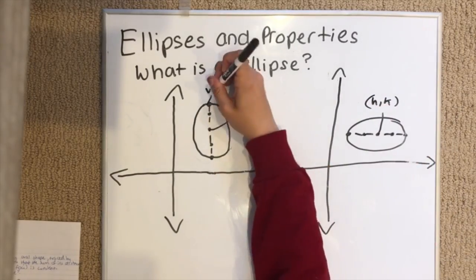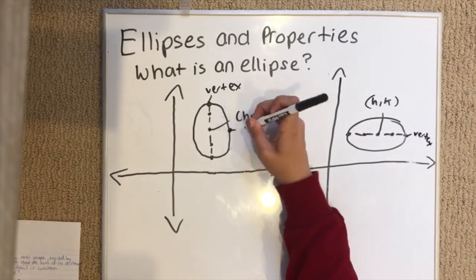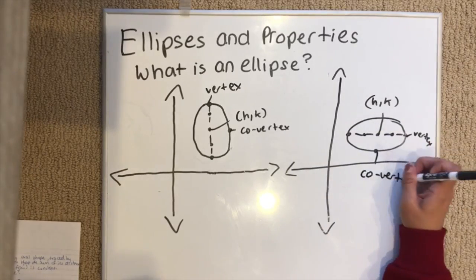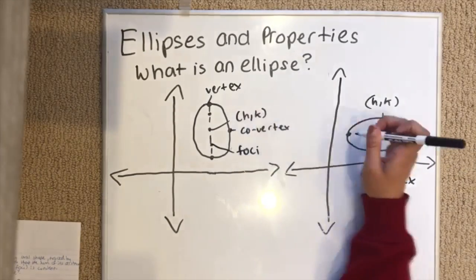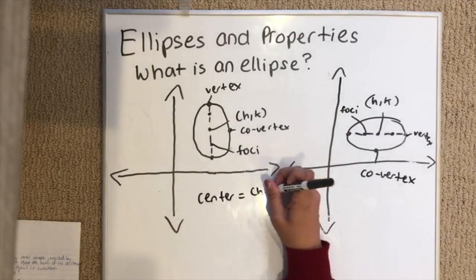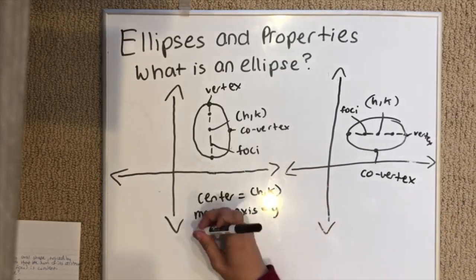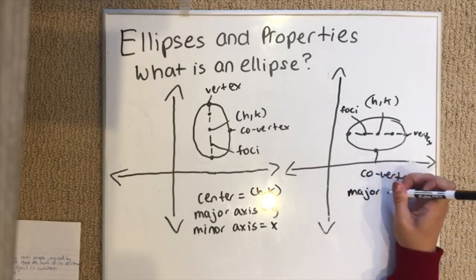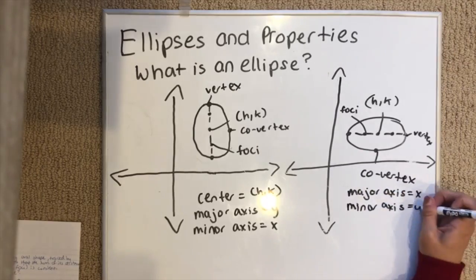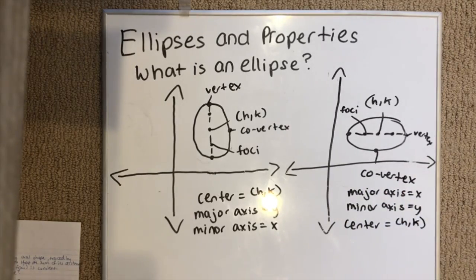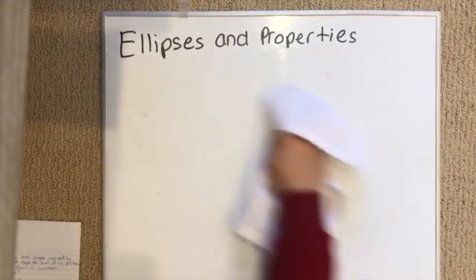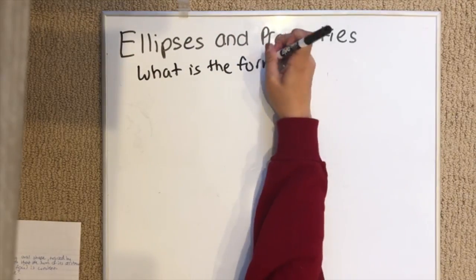This is what an ellipse can look like, either vertically or horizontally. It has a center at (h, k), two vertices, two covertices, and foci. In the first ellipse, the major axis is y and the minor is x, and in the second, the major axis is x and the minor axis is y. The major axis is where the foci are.